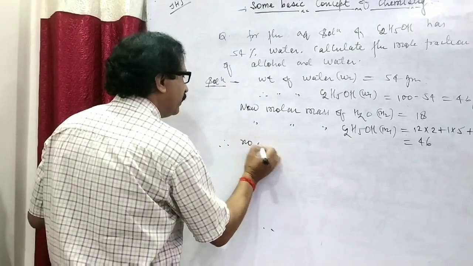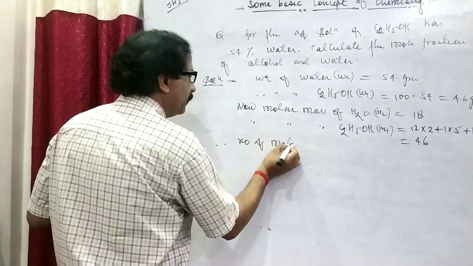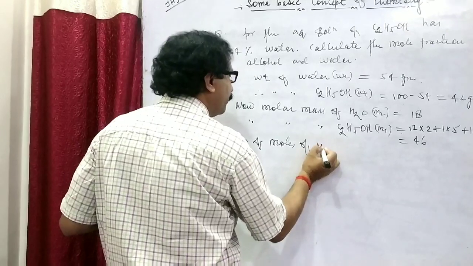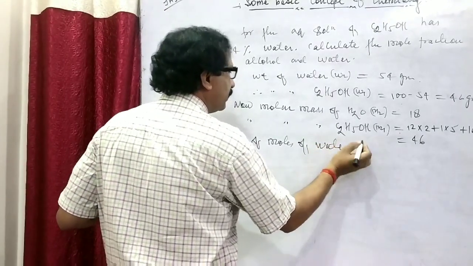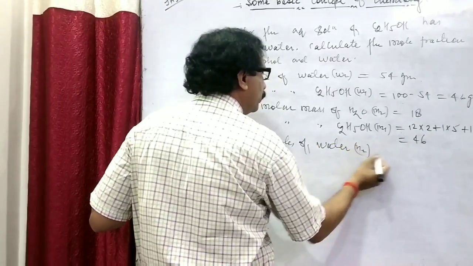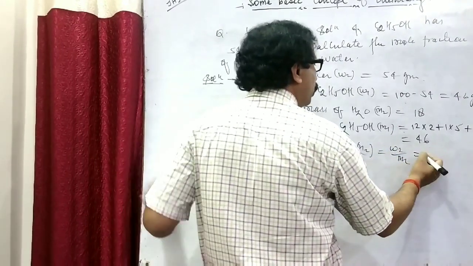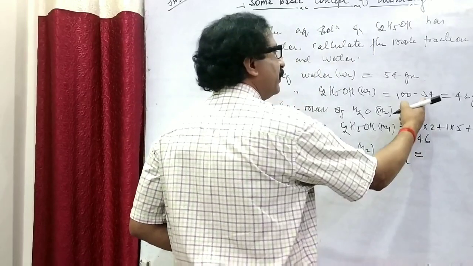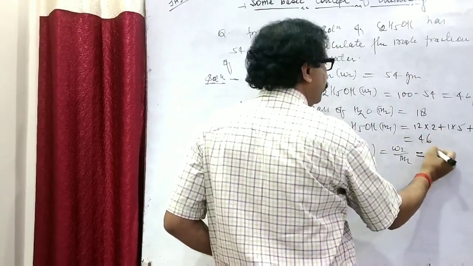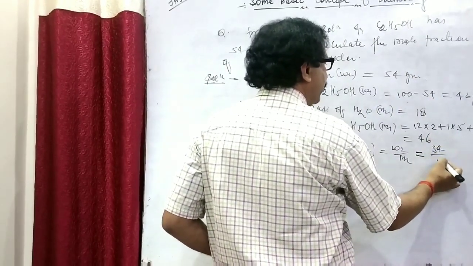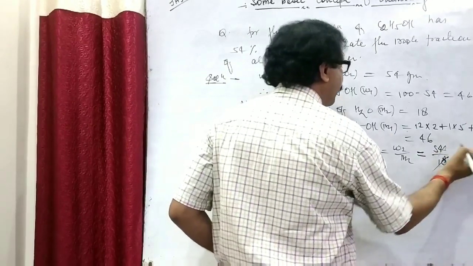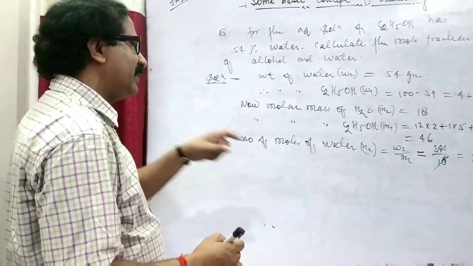Therefore, number of moles of water, consider as n2, is W2 upon M2. W2 is given here as 54 gram, molar mass 18. 18 times 3 is 54. Here the value of n2 is 3.